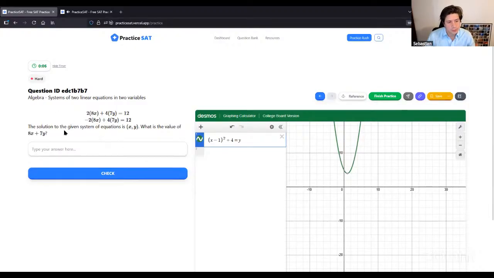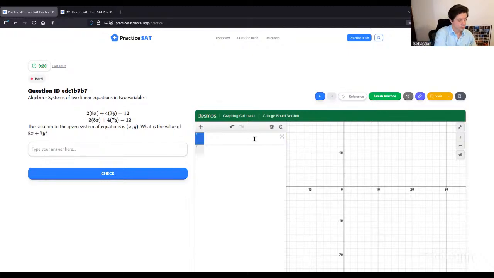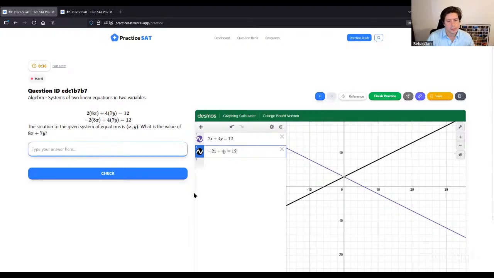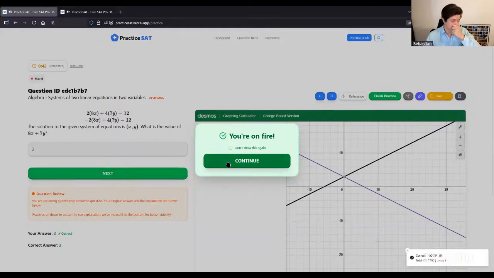So now the solutions to the given system of equations is xy. What is the value of 8x plus 7y? Do you see how there's 8x here, 7y here, 8x here, 7y here? You want to notice that pattern and just treat those like x and y. And you could just do 2x plus 4y equals 12. Negative 2x plus 4y equals 12. And then you get this here, you get 0, 3. Exactly, exactly. Good.